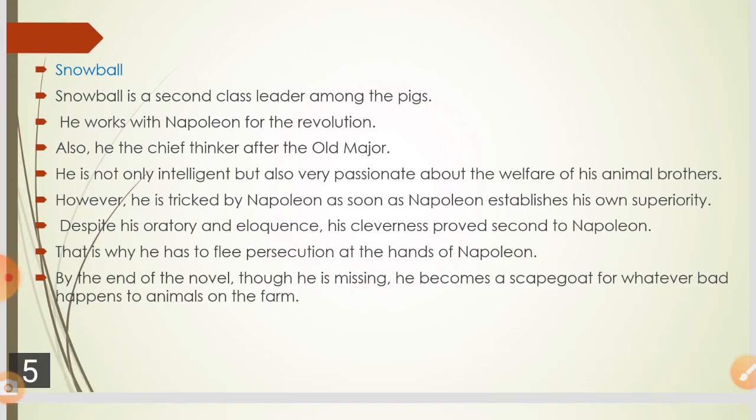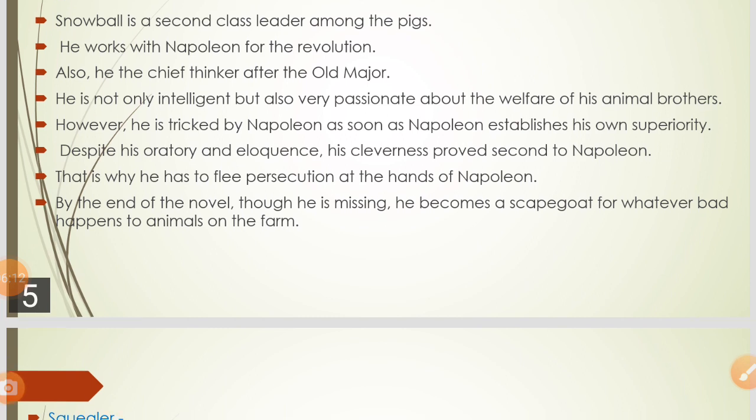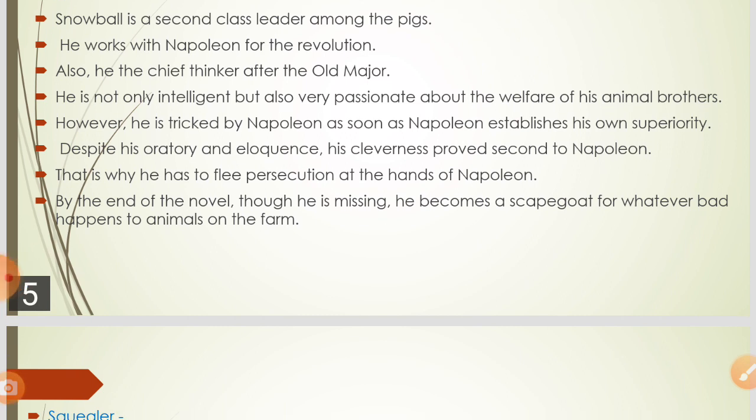Snowball. Snowball is a second-class leader among the pigs. First is Napoleon, and second is Snowball. He works with Napoleon for the revolution. Also, he is the chief thinker after Old Major. He is democratic in the sense that he talks about other animals. He is not only intelligent but also very passionate about the welfare of the other animals.